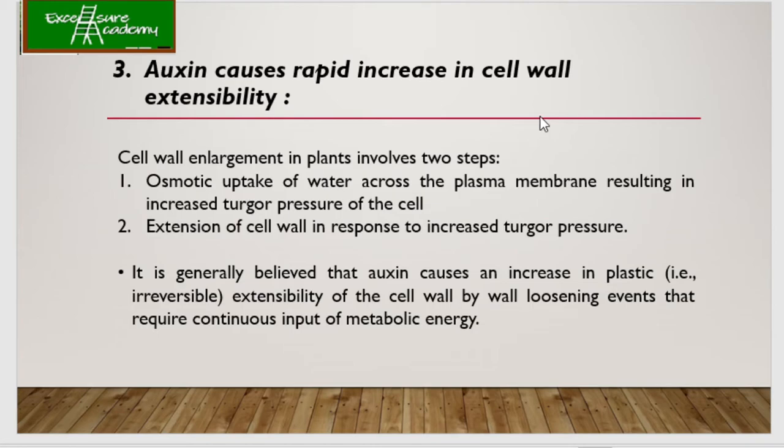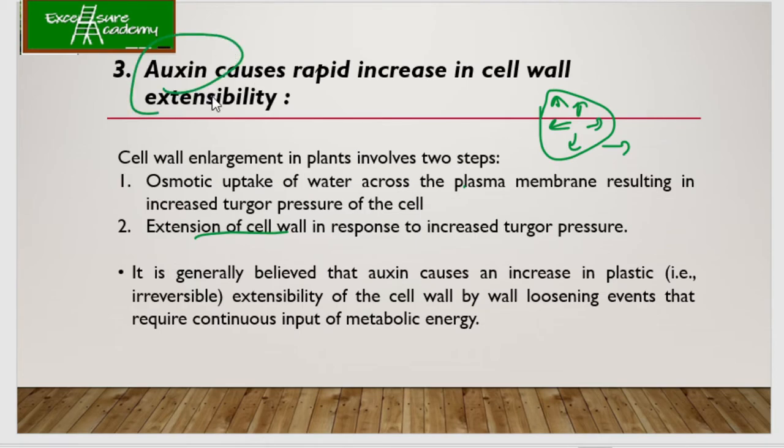Now, the physiological effect. It causes a rapid increase in the cell wall extensibility, by increasing the osmotic uptake of water across the plasma membrane. This results in increased turgor pressure, and with the increase in turgor pressure, there will be extension of the cell wall. See, if you have the cell wall like this, the osmotic pressure is going to have its effect on the walls of the cell, right? Now, because of this turgor pressure, what will happen? It is going to force the cell to get extended, and all this is happening because of the treatment of the auxin.